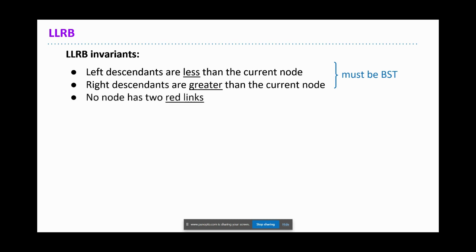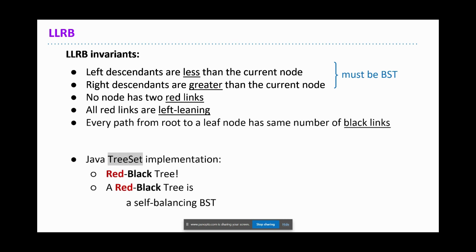The next invariant is that no node can have two red links. So we'll go over some examples of that, but that's just something to remember. And then all red links have to be left leaning. And you can remember that as it's called a left leaning red black tree. And finally, every path from the root to a leaf node should have the same number of black links. So if you iterate from the root to every single leaf node and you count for every single pathway how many black edges there are, they should all be equal. And we'll also go through an example of that.